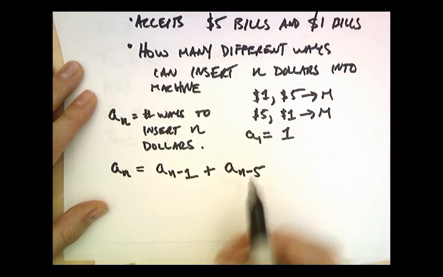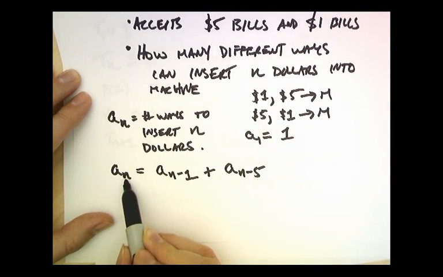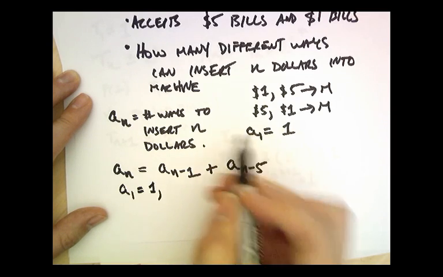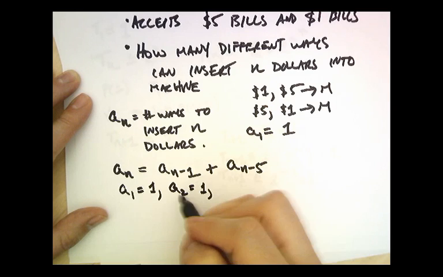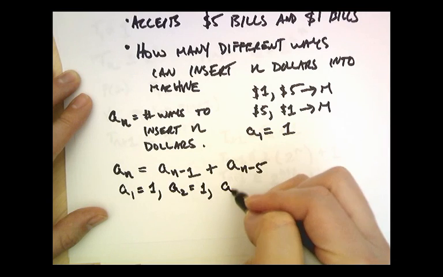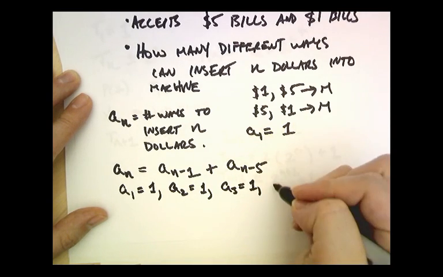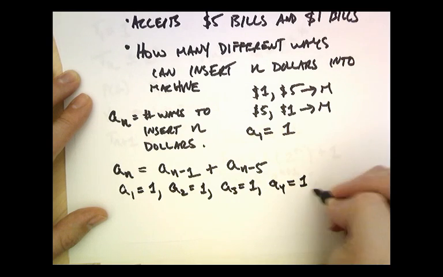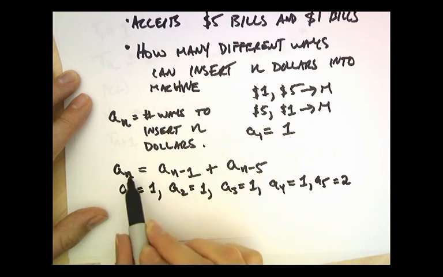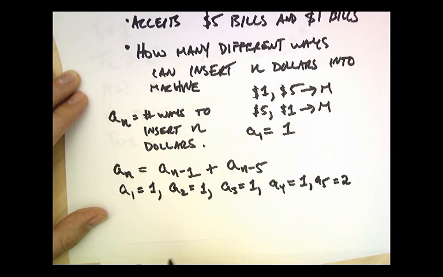Now, just like when we do proof by induction, when you see a recurrence that has n on the left-hand side and n-5 on the right-hand side, you're going to need 5 base cases. So we have A(1) = 1. We know that A(2) = 1. There's only one way to insert $2. I can't use a $5 bill. I have to use 2 ones. Same with A(3), I have to use 3 ones. With A(4), I have to use 4 ones. And then we get to A(5). A(5) is 2, right? I could either insert 5 ones or one $5 bill.